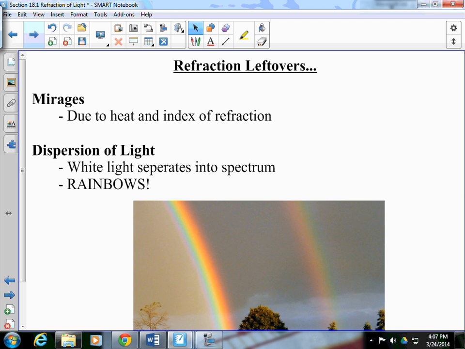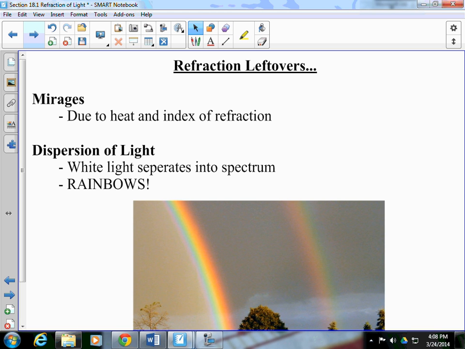Last thing, when we talk about refraction leftovers, all right, you're driving down the highway on a hot summer day, all of a sudden the road appears to be one big pool of water half a mile down. That's a mirage. How does a mirage work? Due to heat in the index of refraction. The air closer to the road is warmer than that above it, and it's slightly changing it. It's slightly bending it.